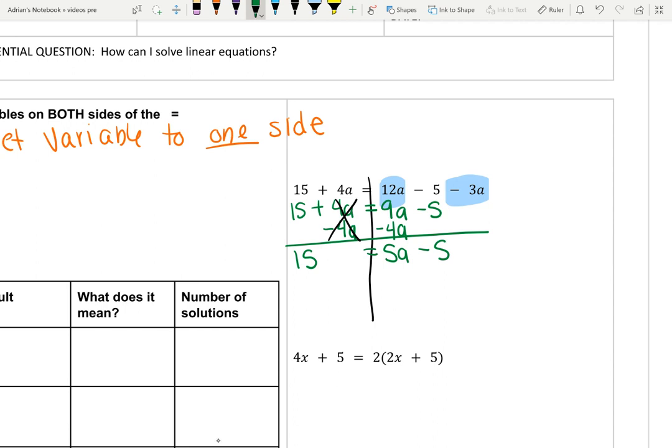Now I still want to work to get that alone, so now I need to add 5 to both sides. So I get 20 equals 5a. Now I'm down to my last step where I have to divide by whatever's in front of that letter. And so I will get that 4 is equal to a, or a equals 4.